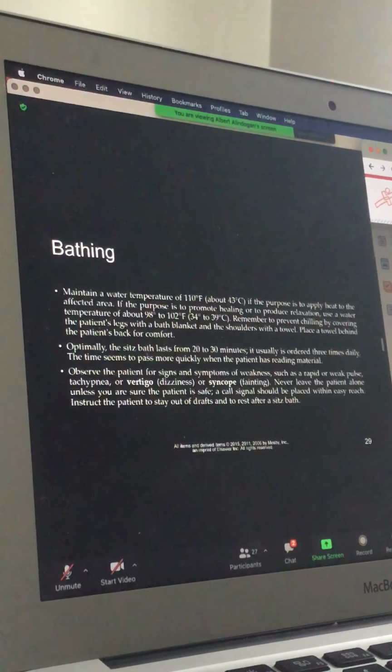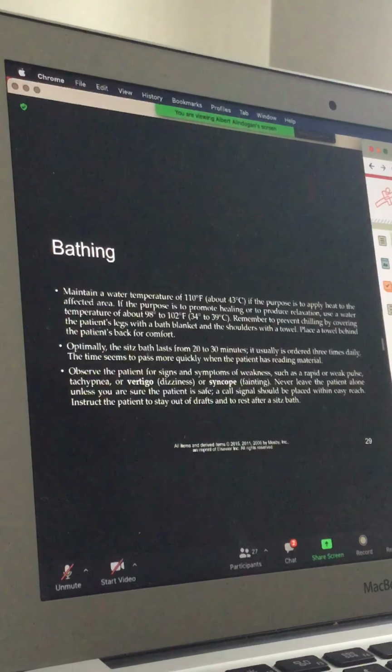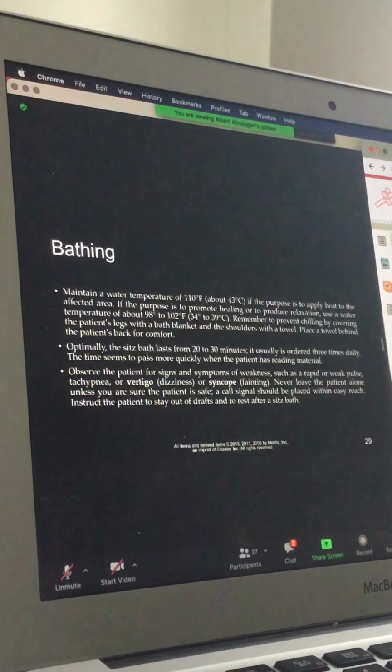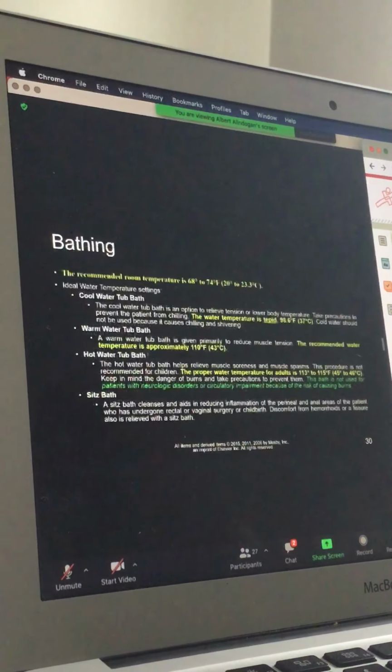All right, some important numbers here again. What is our room temperature again? What is our range, if you can remember it? 68 to 74. Between 68 and 74. So more magic numbers here. For a cool water tub bath, the water temperature for a tepid bath is 98.6 degrees Fahrenheit.